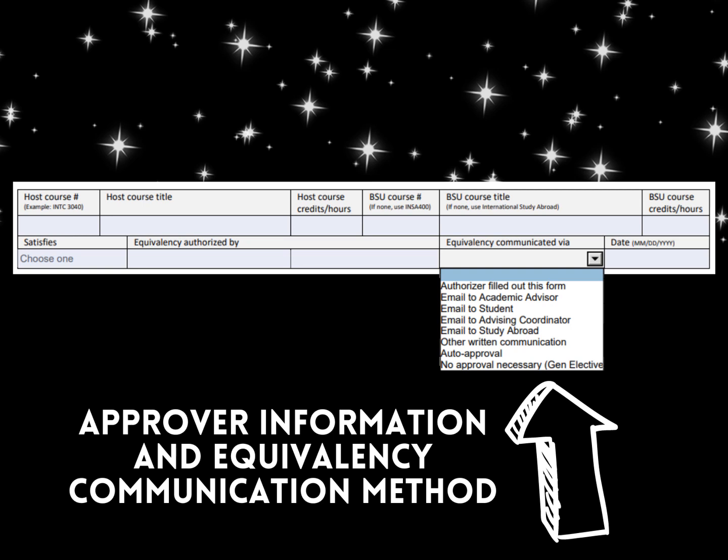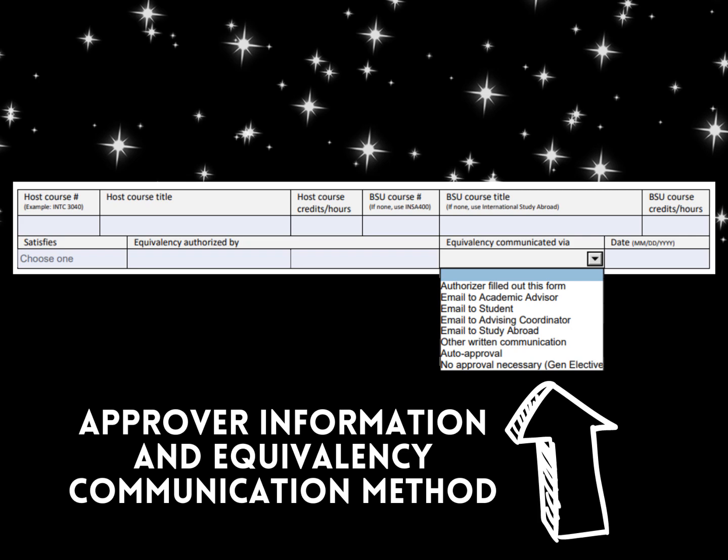Keep in mind, it is always a good idea to get more courses approved than you plan to take, just in case some courses are full or canceled, or in case you change your mind once abroad. What if there's no equivalency, or the equivalency you were hoping for wasn't okayed by the academic unit? You can still take the class.